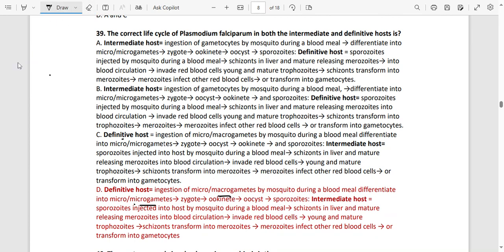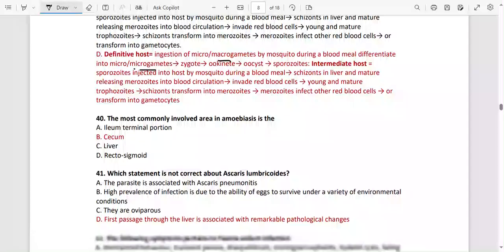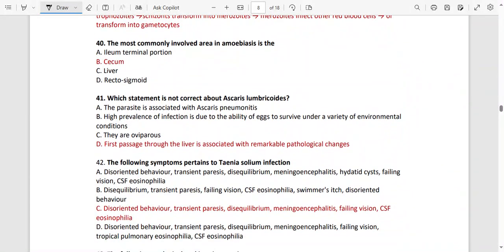So number 40, the most commonly involved area in amoebiasis is ileum, terminal portion, cecum, liver, rectosigmoid. Does someone have a different answer here?